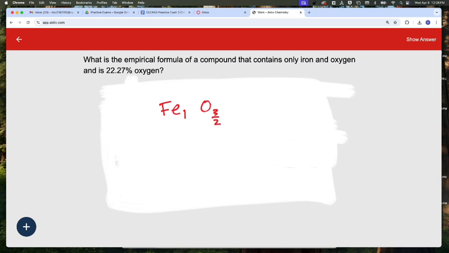3 halves. 1.5 doesn't allow me to round to 1 or 2. I'm in the middle. All right, so how do I get rid of the 2? Multiply everything by 2. So I get Fe2O3. That becomes my empirical formula.